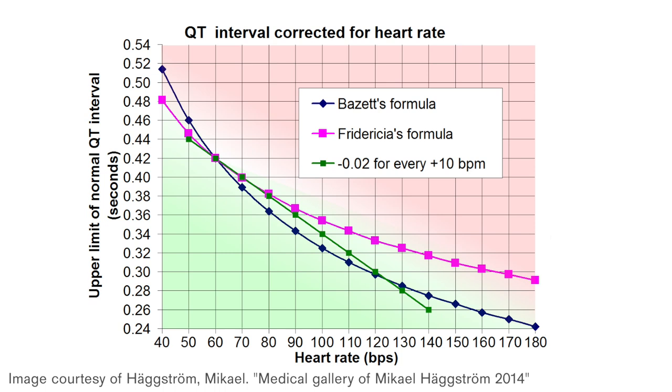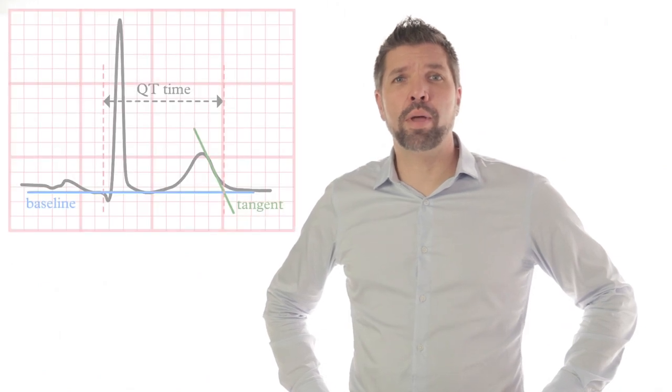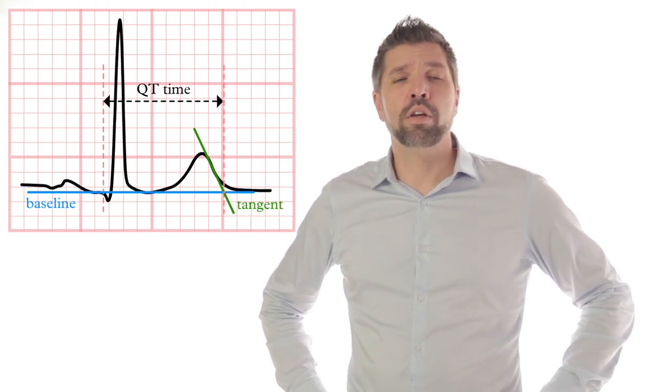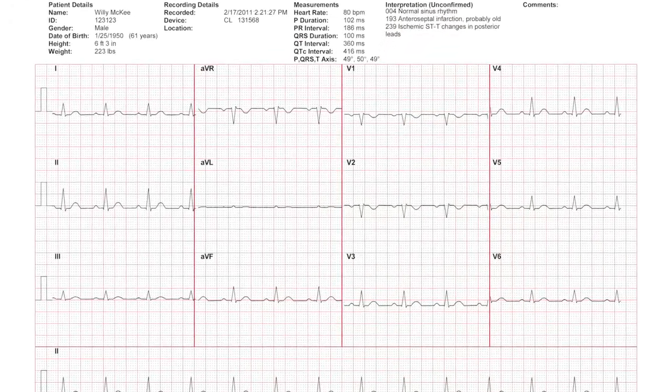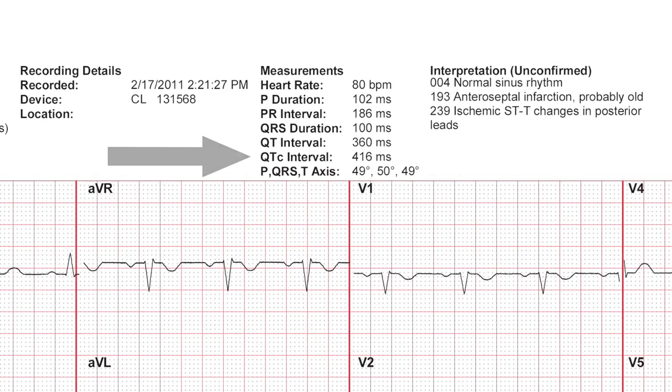Bazett's formula overcorrects at high heart rate and undercorrects at low heart rate, while Fridericia's formula is more accurate on low heart rate but overcorrects faster. Measurement without a formula is also tricky. Start by drawing the baseline of the ECG rhythm, calculating from the Q wave until you reach the bottom of the tangent of the T wave, which is crossing the baseline. You see that it's a bit tricky, so the easiest way to calculate QTc is to use the ECG report calculation, which is readily available to clinicians.